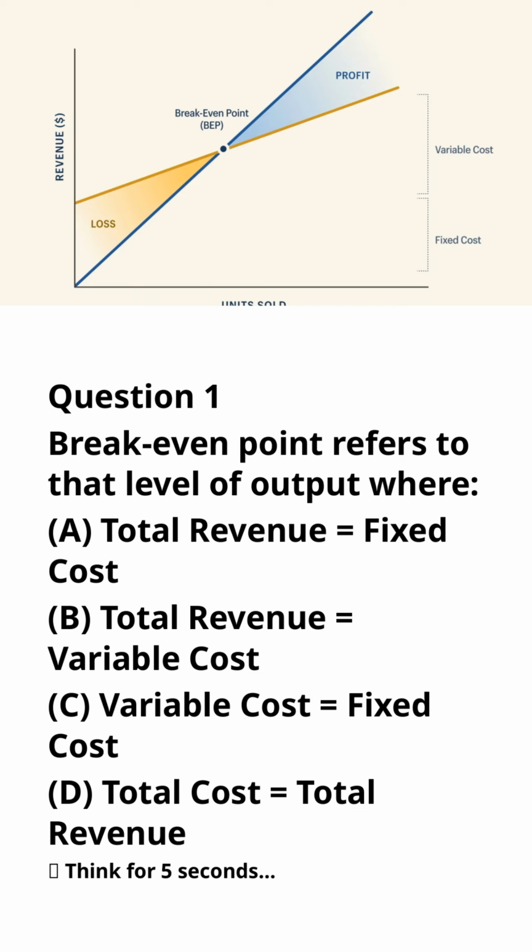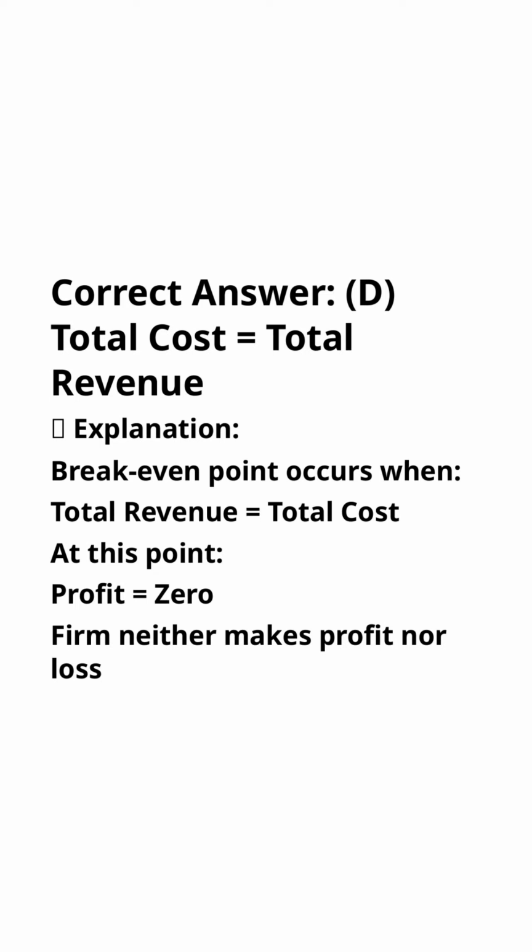It's a critical concept because it tells us the minimum sales volume we need to avoid losing money. Understanding where this point lies helps us make better decisions about pricing, production, and planning for growth. So, at this point, the firm is neither making a profit nor incurring a loss. In other words, profit equals 0. This is a critical point because it tells us that total revenue exactly matches total cost. When this happens, we say the firm is at its break-even point.